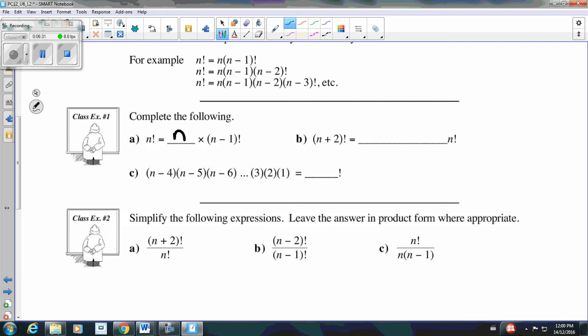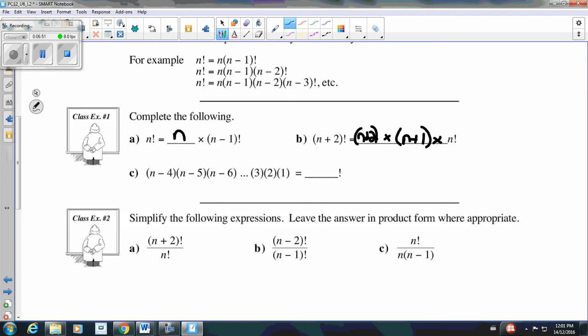n plus 2 factorial, well, it's already given me n factorial, but I need to go 2 numbers higher. So that means I need to multiply by n plus 1 and multiply by n plus 2. So now I'm starting from n plus 2 and multiplying by numbers decreasing by 1.